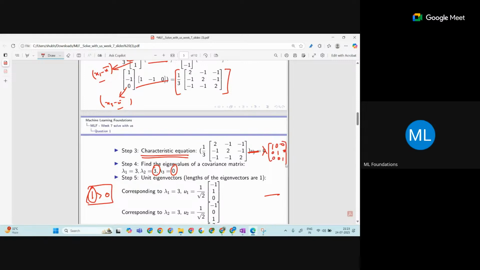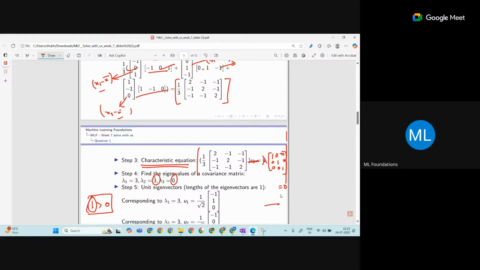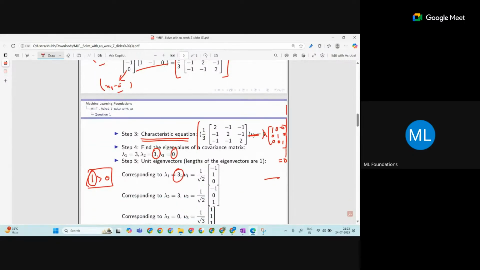Okay, lambda times the identity matrix, and take the determinant of it, and equate it to 0. The roots of it will give you the eigenvalues, which are 1, 1, 0.